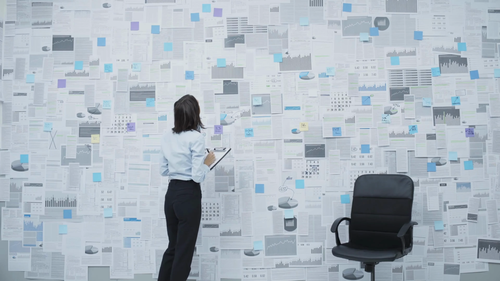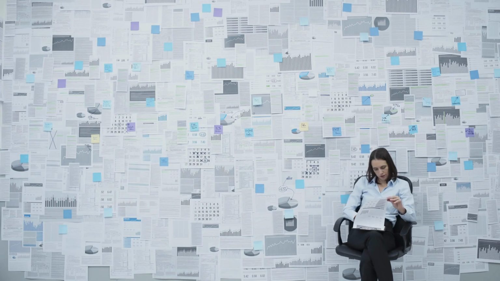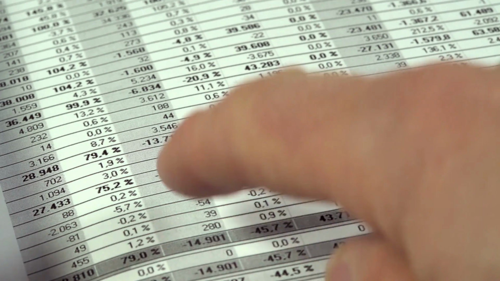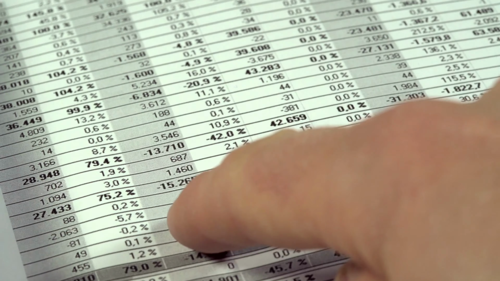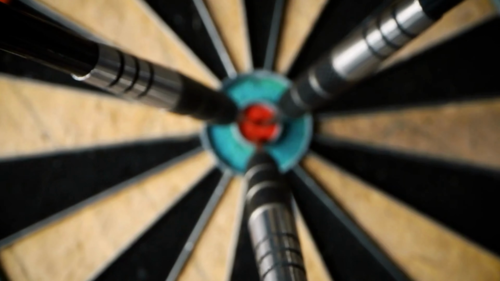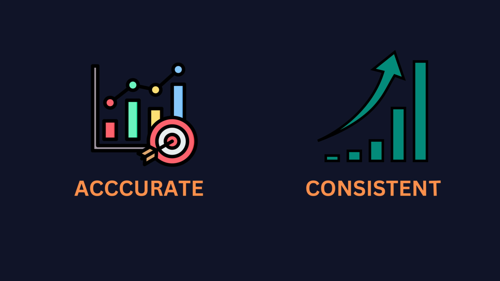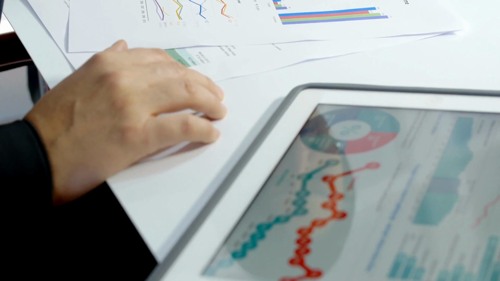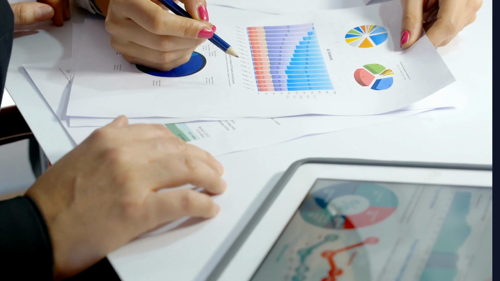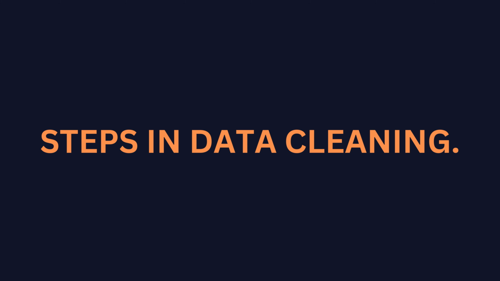Data cleaning, also known as data cleansing or data scrubbing, is the process of identifying and correcting errors, inconsistencies, and inaccuracies in a dataset to improve its quality and reliability. The ultimate goal of data cleaning is to ensure that the data is accurate, consistent, and suitable for analysis or other purposes. Here are some common steps and activities involved in data cleaning.